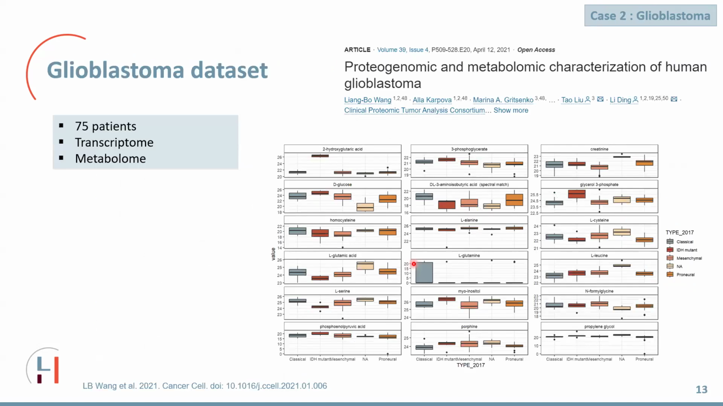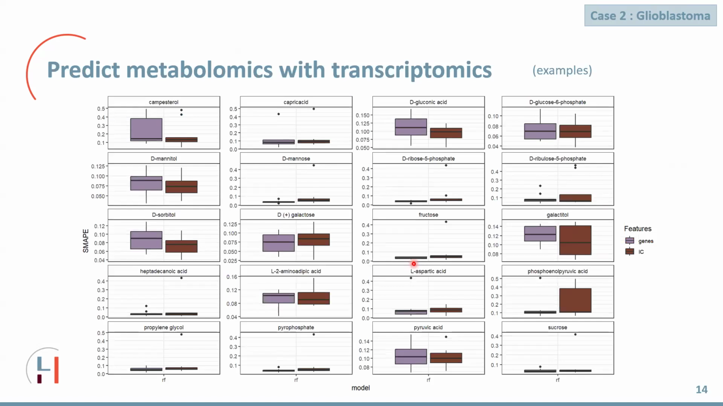So then we looked for another data set that we could use for prediction models. We found this one with 75 glioblastoma patients. Again, looking for forward prediction models, almost all metabolites have really little variation in their data across different patients. This is just an example of prediction models. We ran a couple of them, using independent components as features, as well as genes. In general, models on independent components work better.